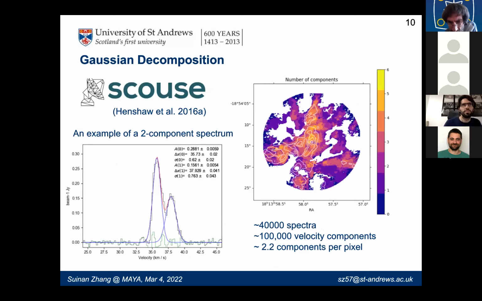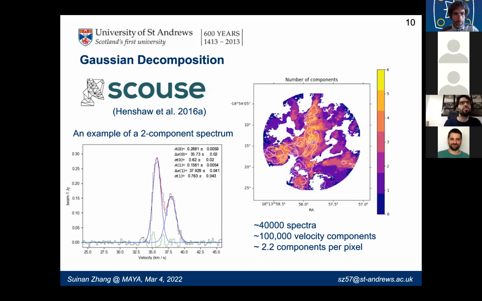To analyze the kinematics within this gas using N2H+ data, we conduct Gaussian decomposition of the N2H+ data cube using a semi-automated fitting package called Scouse. The left panel shows an example of a spectrum fitted with 2 Gaussian velocity components. On the right panel, I'm showing the plot of the number of components fitted at each pixel.